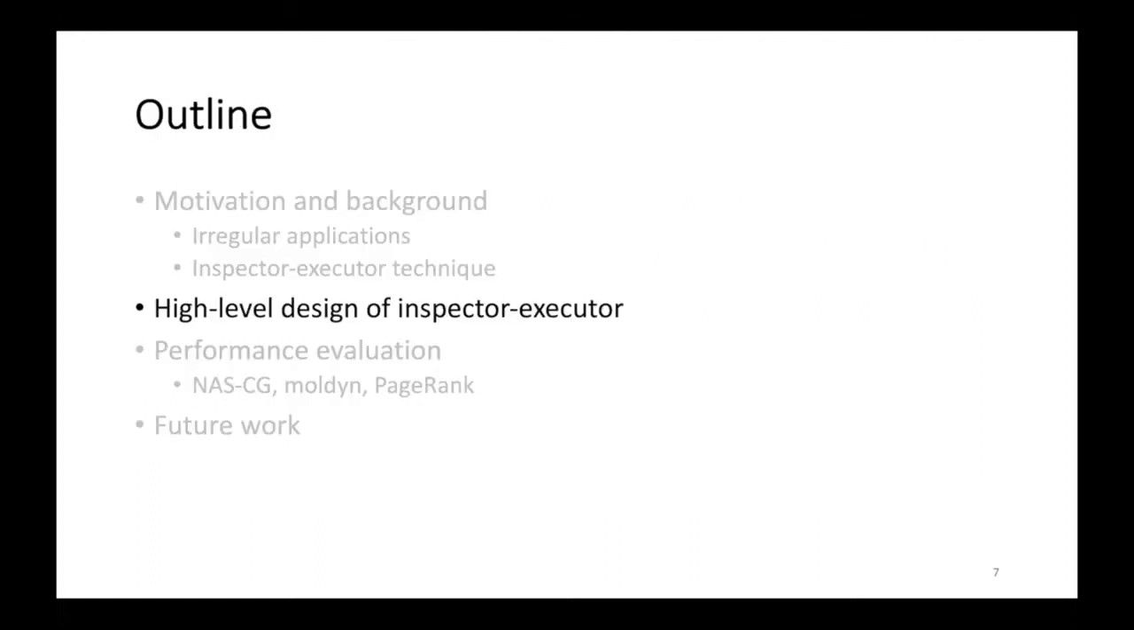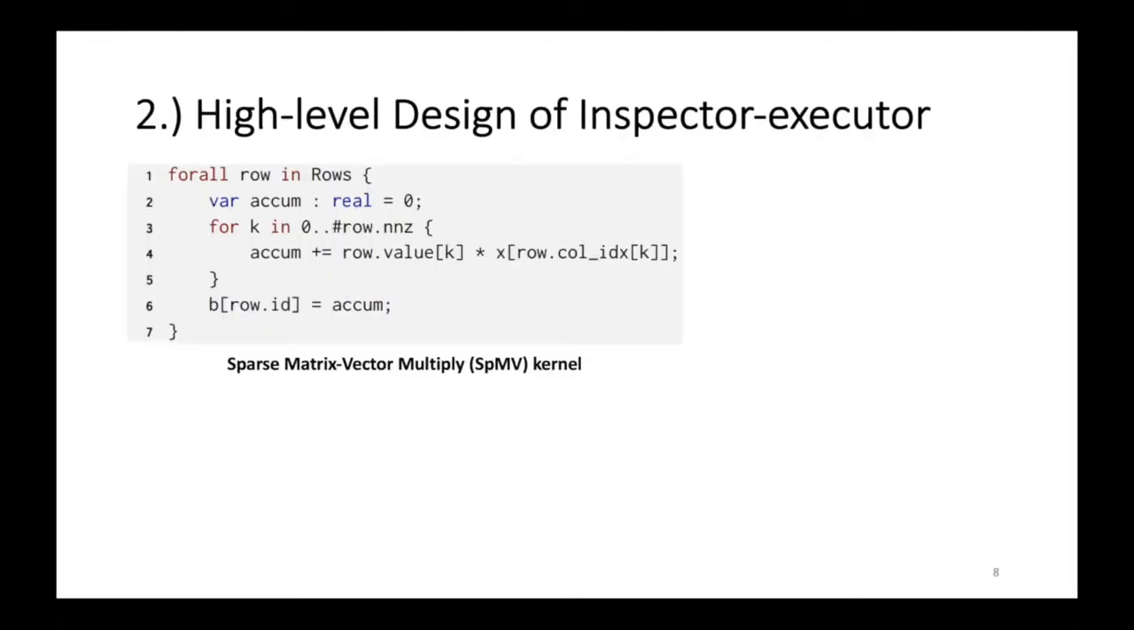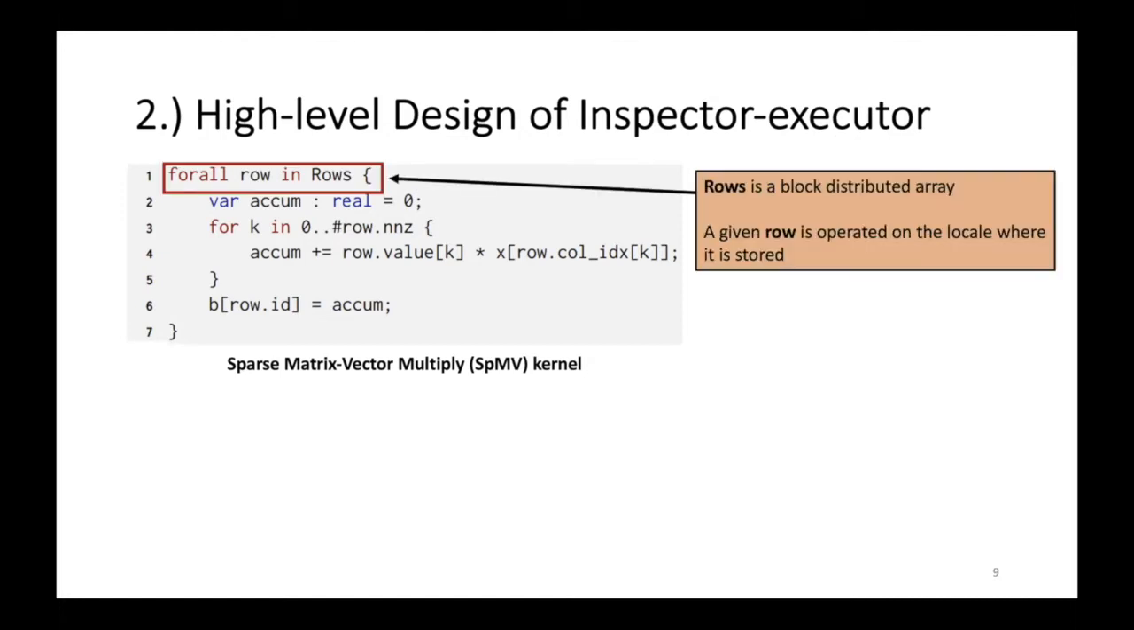So moving along, how do we actually do this in Chapel? We'll be using this simple code as our motivation. This is a sparse matrix vector multiply kernel, SPMV. A couple things to note, this forall loop is iterating over a block distributed array of rows. Each row in the sparse matrix is a record. And each iteration of this loop will be operating on a row on the locale where the row is stored.